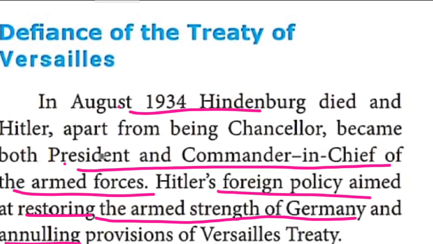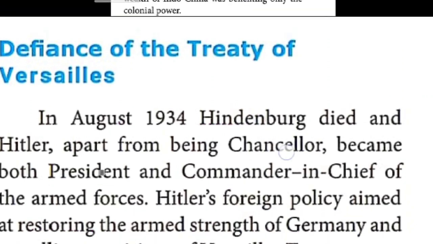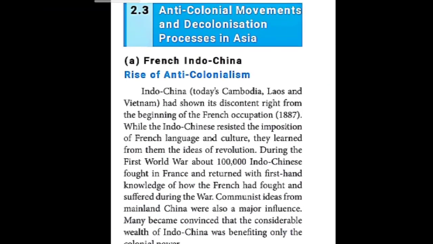So the next one, what is given, children? 2.3: Anti-colonial movements and decolonization processes in Asia. What are the processes? What is meant by decolonization? Everything I am going to tell, children. This is very easy, very small. No questions are there, I think.